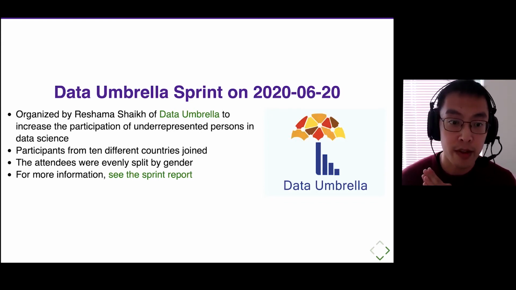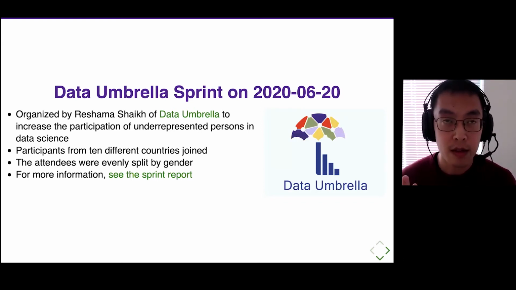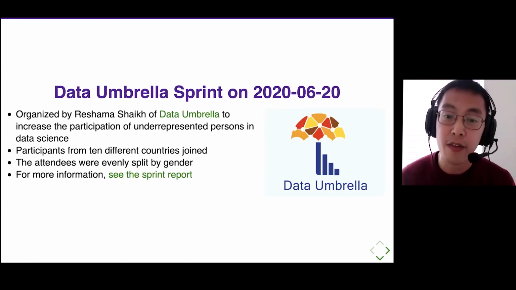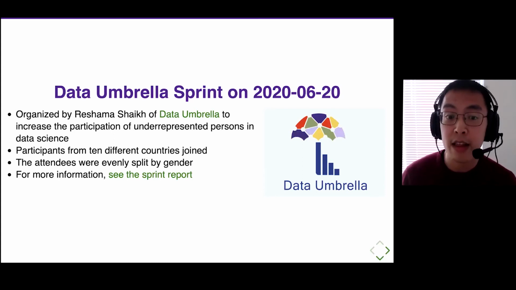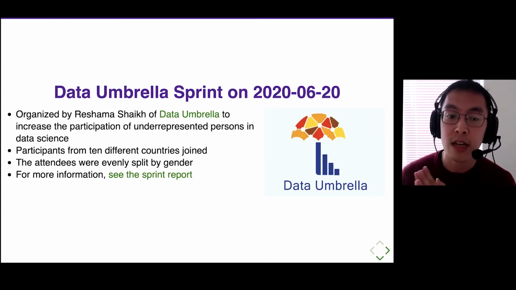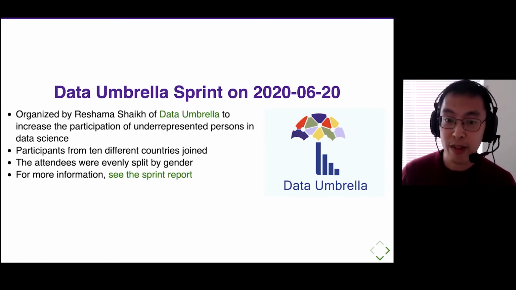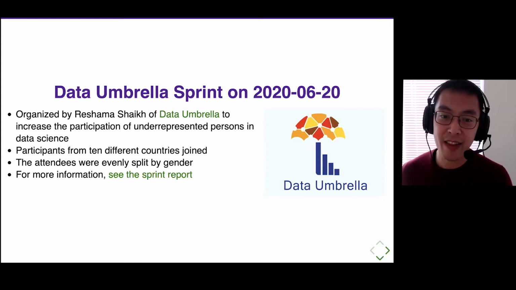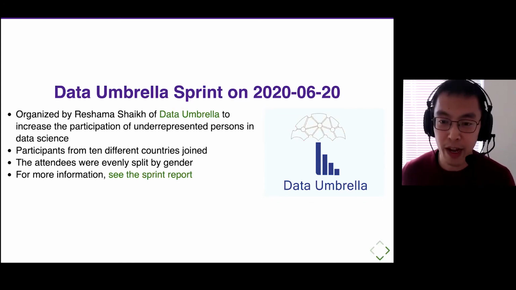This sprint was developed to increase the participation of underrepresented persons in data science. There were 10 countries that joined. The attendees were split evenly by gender. And I'm going to share these slides with y'all, since there'll be many links in this talk, so I'll share the slides with you after the talk.